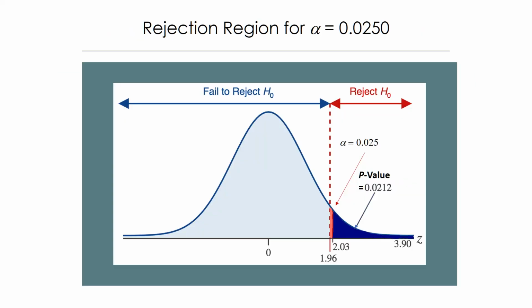Here's a picture showing the rejection region and the comparisons of these values. So this is a right-tailed test, and the significance level alpha here is 0.025. The p-value in this example is 0.0212. So you can see that the p-value is less than alpha. So this is significant. Notice that the p-value is the area beyond what would be the test statistic of 2.03 in this case. So the p-value is the area of the blue region.